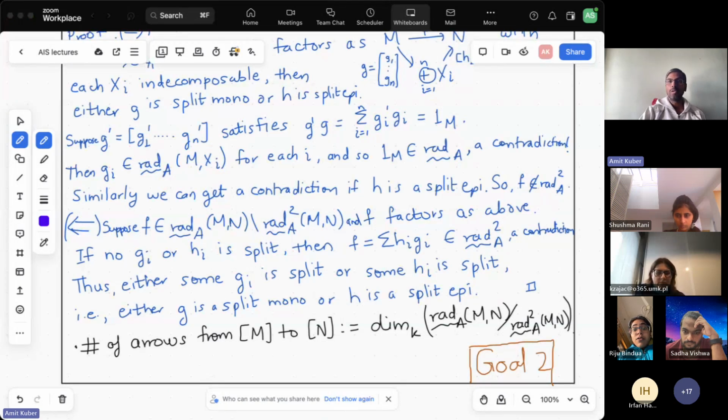And then we will proceed with a primer on projective and injective modules, resolutions, and some bit of homological algebra.